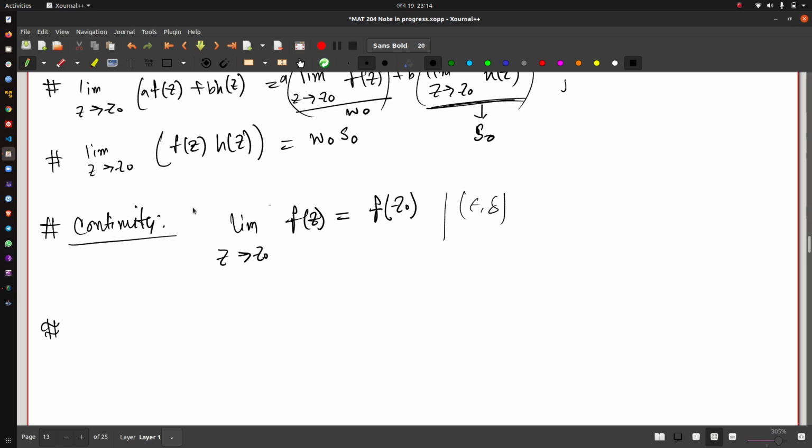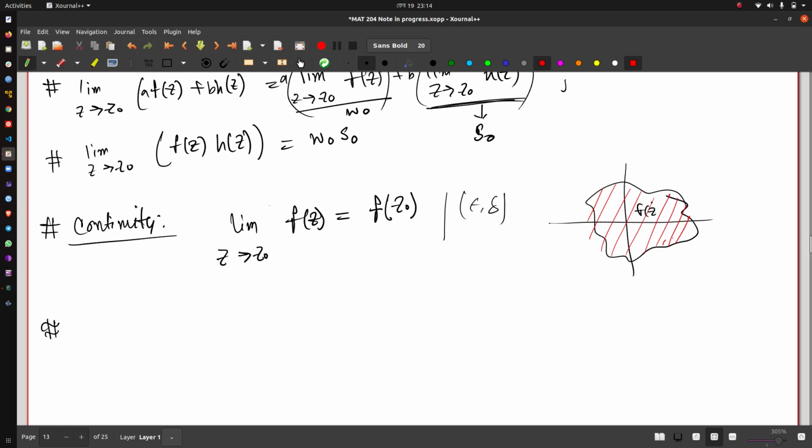And we say that a function is continuous in a region if it is continuous at every point in that region. So this is something important to remember, because you are dealing with a complex plane, right? You can have some region, and you can define a function f of z over here in this region. This function is said to be continuous if it's continuous at each and every point in this region.